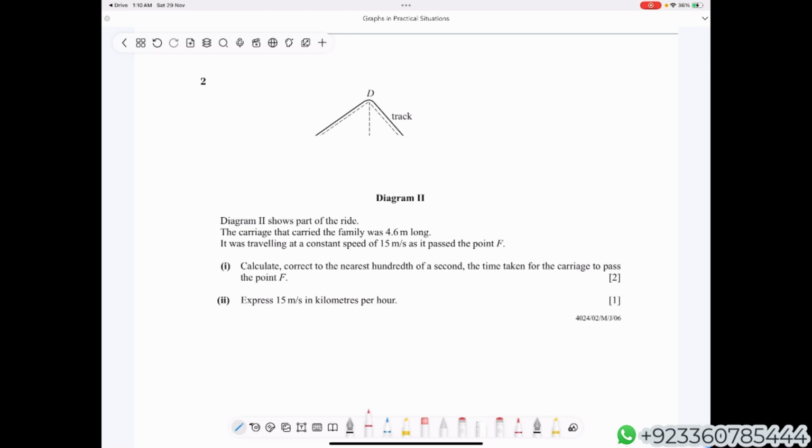Now, like always, we did the theory, and here I am with a lot more questions just to make sure that everything is clear. Let's start.